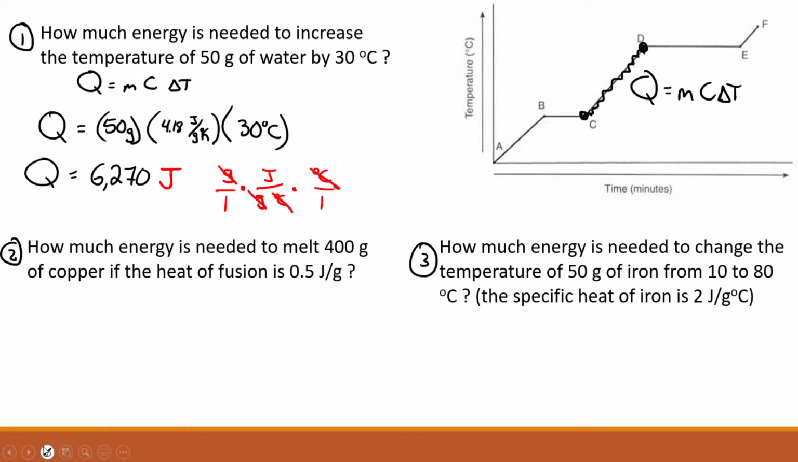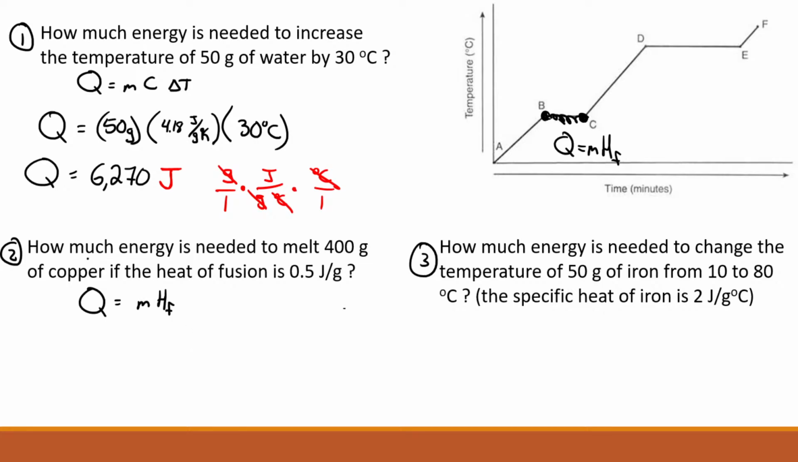For question 2. How much energy is needed to melt 400 grams of copper if the heat of fusion is 0.5 joules per gram? Here immediately I know I am on line segment BC. And I know the formula there is Q equals MHF. They're asking again how much energy is needed, so that'll be a Q that I'm looking for.